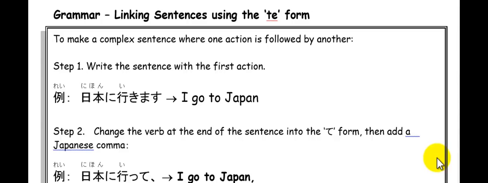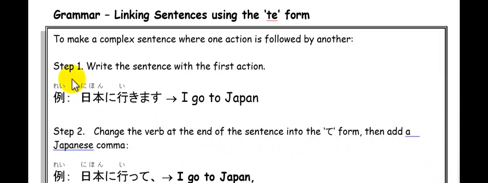We're going to have a look at how to link two sentences together now to make a complex sentence. And the two sentences are going to have a relationship which is either a time relationship, in other words, the first sentence happened first and then the second sentence followed, or it could be a causal relationship. The first sentence happened and the second sentence was a result of the first sentence. So it's used in both ways. Let's have a look how you actually make it.